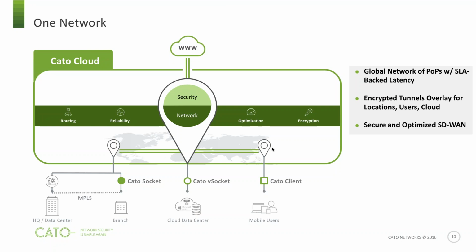The last piece of this is that we are able, with the Cato socket, to manage both an MPLS link and an internet link, and do policy-based routing between those resources. So this is the network backbone. This is how we consolidate all the traffic, and how we route, optimize, and improve the quality of that traffic.